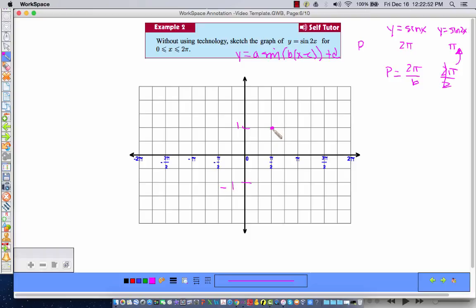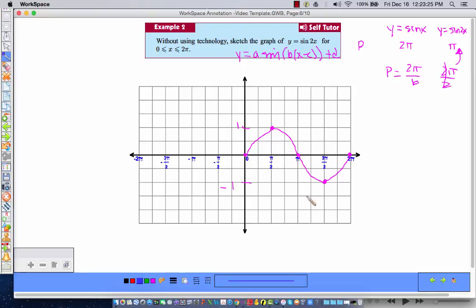So first I'm going to do sine x, and hopefully by now you're seeing that I can always just do this as a guide. Sine of 0 is 0, sine of pi over 2 is 1, sine of pi is 0, sine of 3 pi over 2 is negative 1, sine of 2 pi is 0, and that is my basic sine curve. I can sketch it as a guide or keep it in my head. Now, this same exact shape is going to repeat itself, but it's going to be scrunched into a period of pi units instead of a period of 2 pi units.